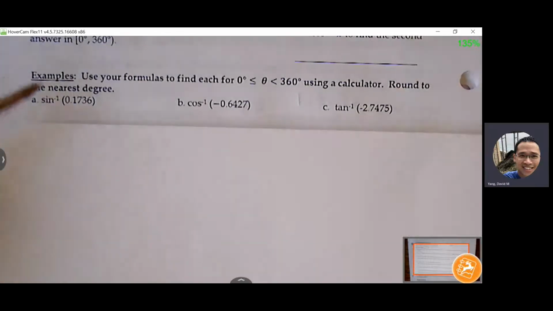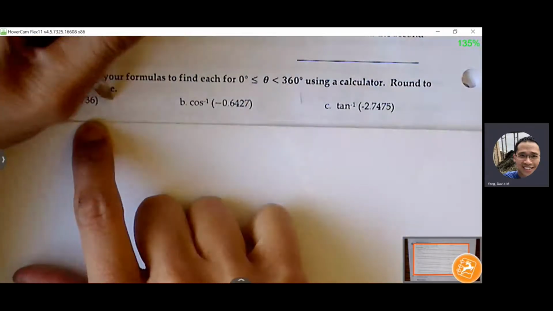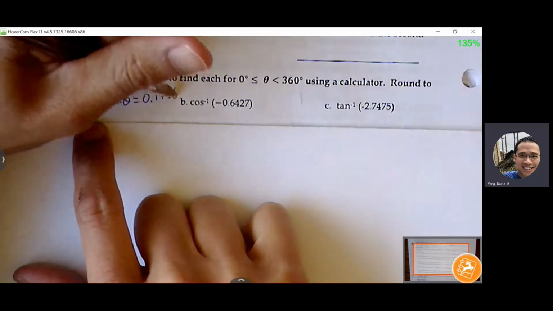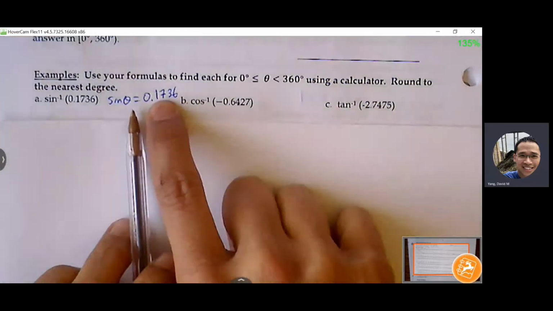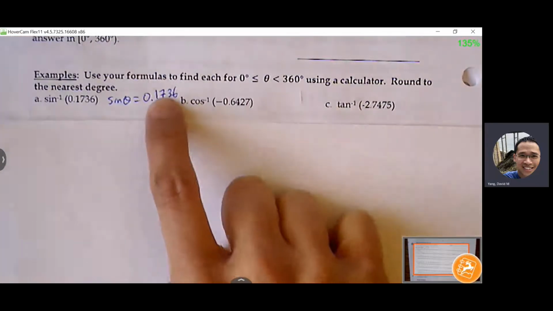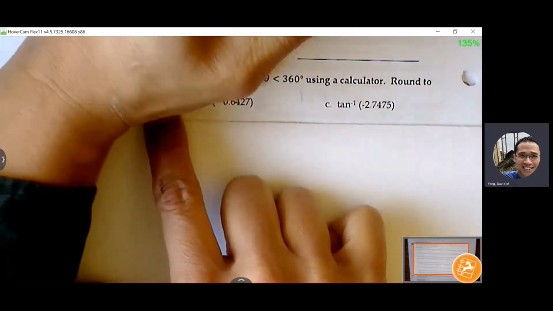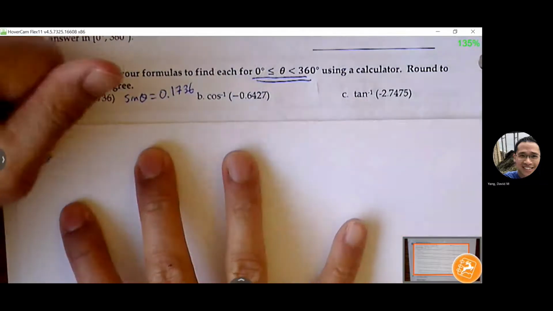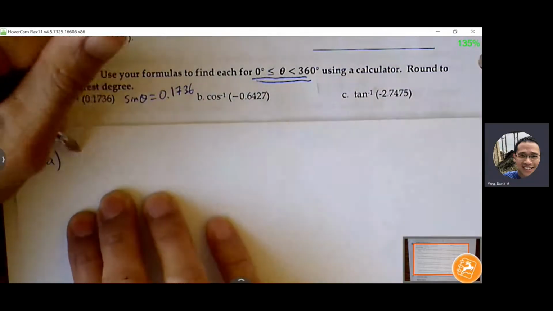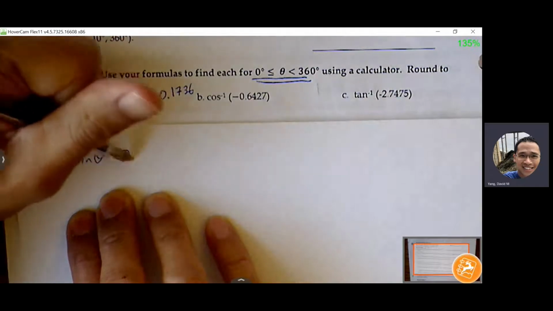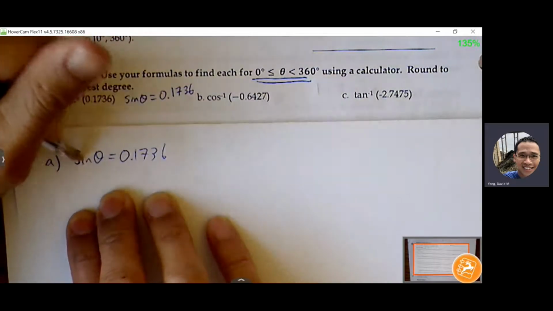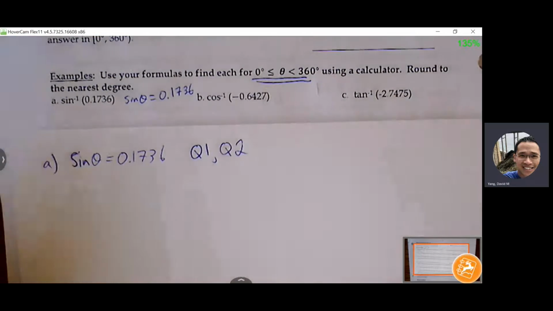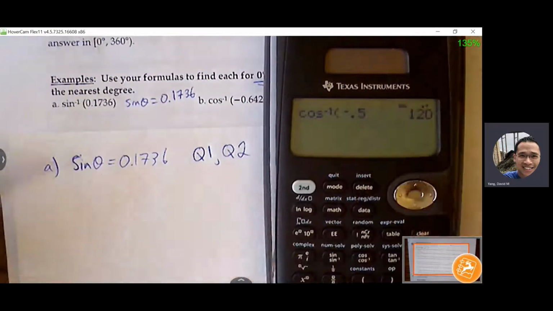It says inverse sine of 0.1736. It's basically saying when is sine of theta going to be equal to 0.1736? We obviously can't do this without a calculator, but the idea is the same. We're looking for sine values, and that's positive. Which quadrants are we going to provide our answers in? First and second, good. So sine of theta is equal to 0.1736. Sorry, this should be lowercase. So we know it's going to be quadrant 1 and quadrant 2. That's when sine is positive, right? Okay, so let's see what this gives us here.